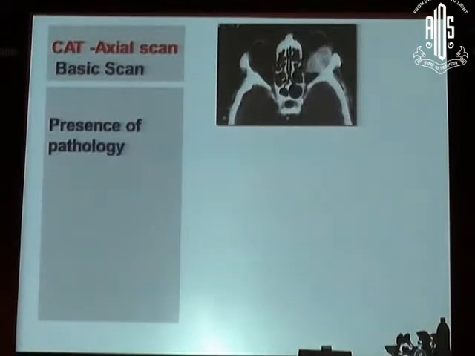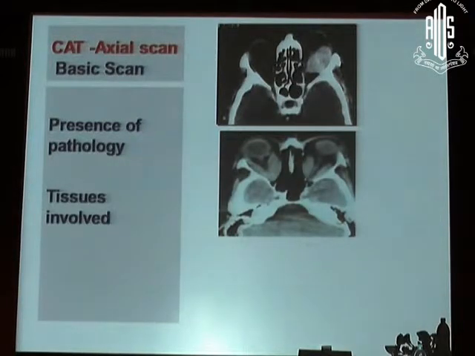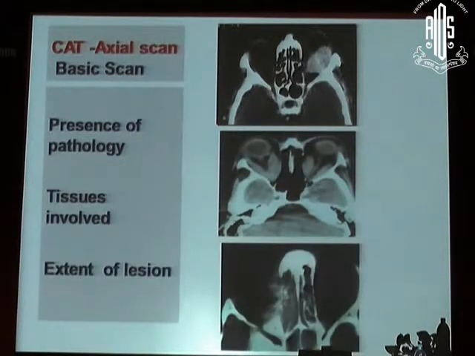Axial scan is a basic scan passing through the optic canal. It gives you an idea about the presence of pathology. It tells you about the tissue involved. It tells you about the extent of the lesion.